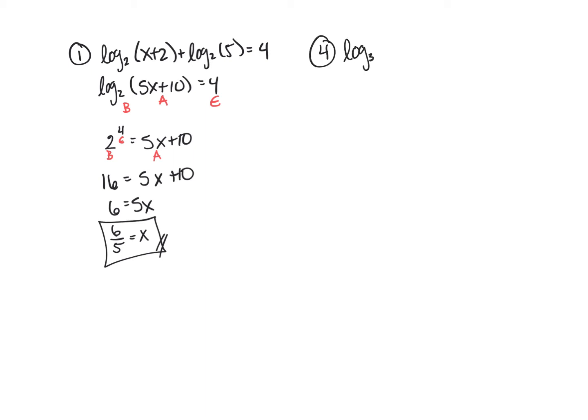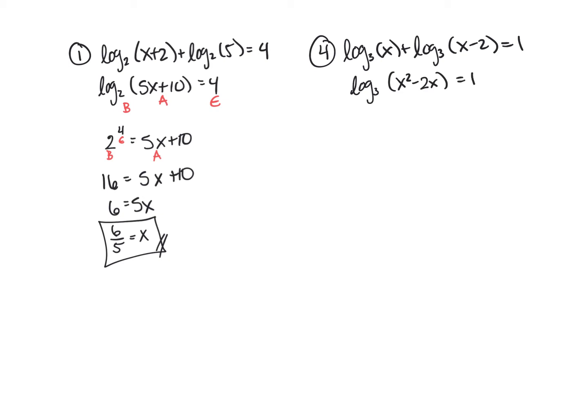That's going to be log base 3 of x plus log base 3 of x minus 2 is equal to 1. Just like in the previous problem, we have two logs of the same base being added together, so we're going to multiply their insides and get log base 3 of x squared minus 2x is equal to 1.